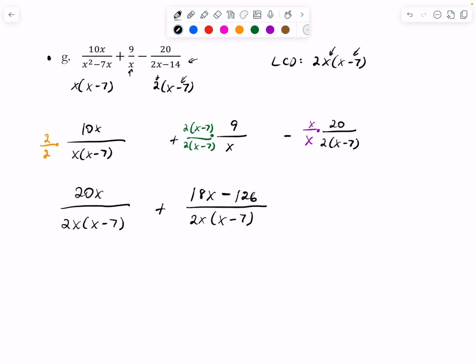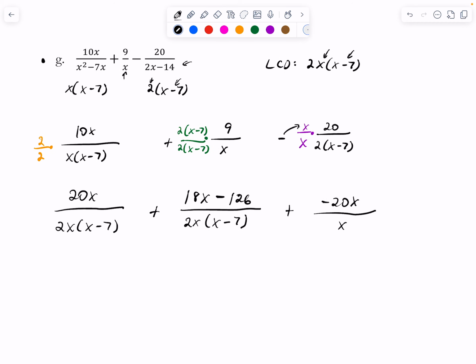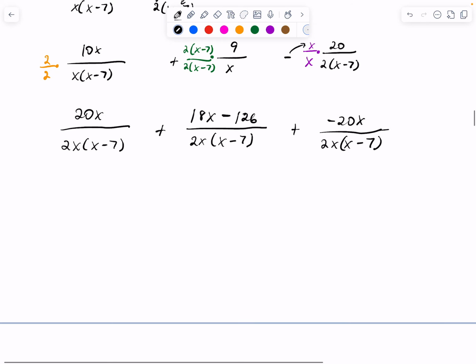And then I'm going to write, now this is where I would distribute the negative with the x, so I'm going to write plus negative 20x over 2 times, oh, I forgot that x outside, I apologize. 2 times x minus 7. All right, so now we've got the common denominator. So I'm going to add all the stuff on top here, that's our like terms. I do notice that the 20x here in the front and the negative 20x at the end are actually going to make 0. So I'm just going to write down 18x.